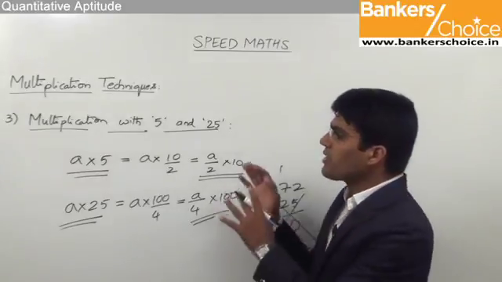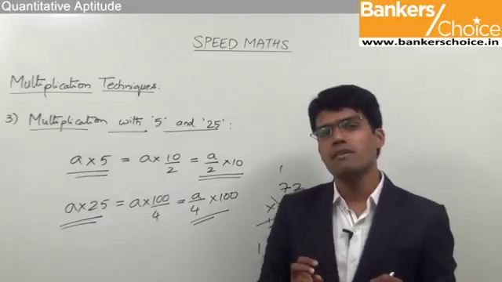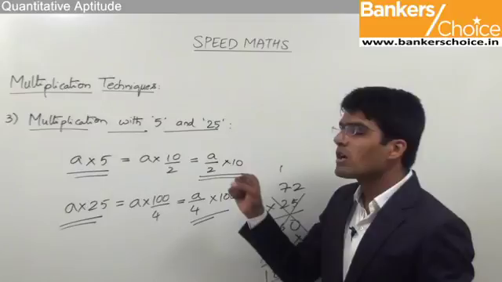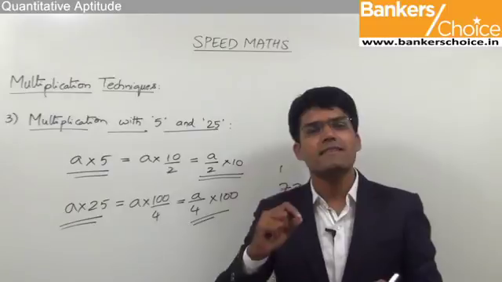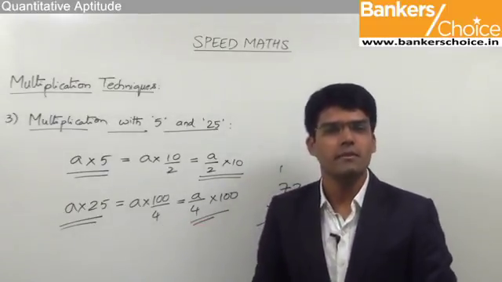So far in this process of multiplication with 5 and 25, we have taken only those numbers which are exactly divisible by 2 or exactly divisible by 4. But what to do in those cases where the number is not perfectly divisible by 4 or not perfectly divisible by 2? Let us take a few examples to understand that. Let's say we have to multiply 65 with 5. Going by the same concept, half of 65 is 32.5. 32.5 into 10 will be 325.